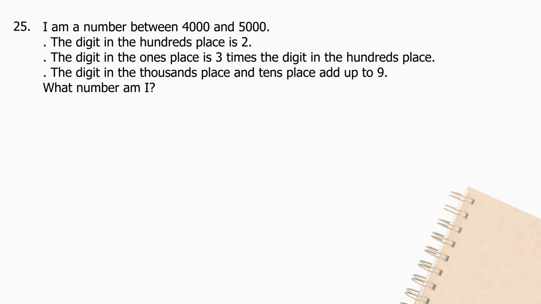Question 25. I am a number between 4,000 and 5,000. The digit in the hundreds place is 2. The digit in the ones place is 3 times the digit in the hundreds place. The digit in the thousands place and tens place add up to 9. What number am I?